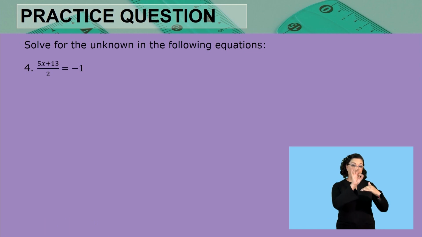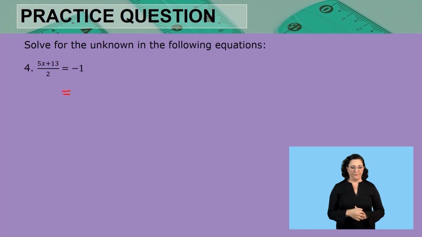So now we have a fraction here. So we have 5x plus 13. These are all divided by 2, and the answer is a negative 1. So we are going to start with the multiplicative inverse of this divided by 2. Now this divided by 2 is 1/2.